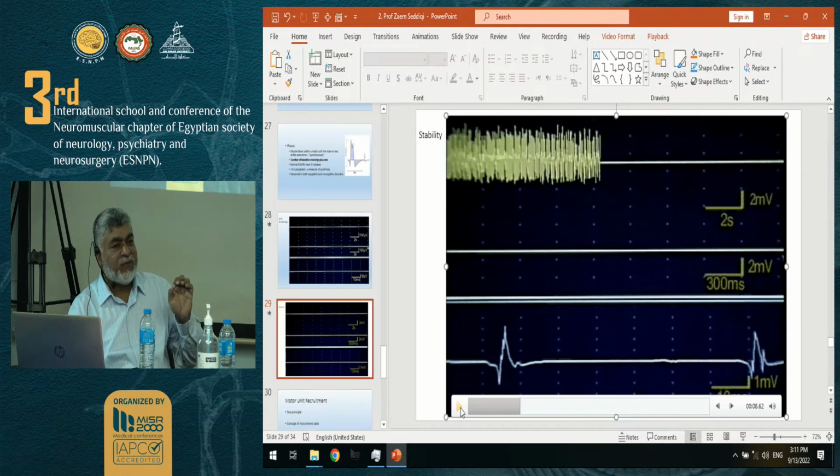You're hearing it each time it fires. It's got a different firing sound, and if you look at the morphology, it's different. Now open your eyes and look at the motor unit and listen to its sound. One more time. Unstable motor unit.